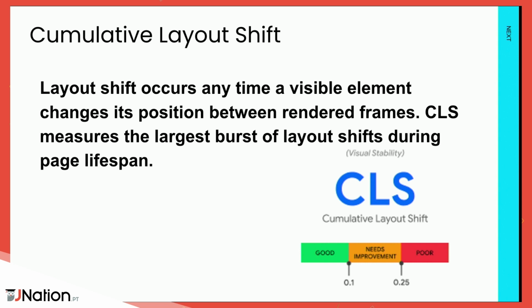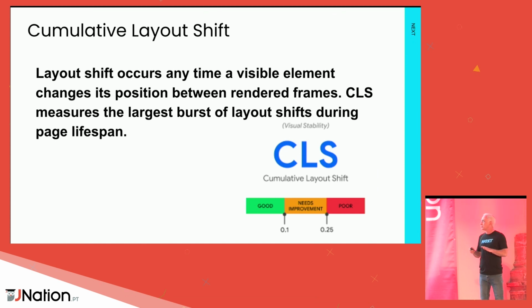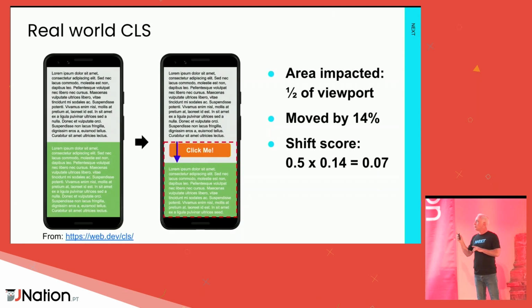This is not a metric of time. This is a unitless metric that essentially measures how much the content shifts around. And we can see how it works in this example. You see that initially the button wasn't there, and then the button appeared. Now, when the button appeared, approximately half of the page shifted down. That's all the green area. And the amount that it shifted was by 14% of the initial viewport.